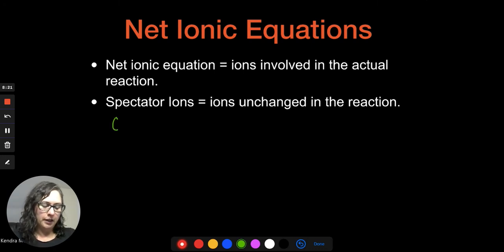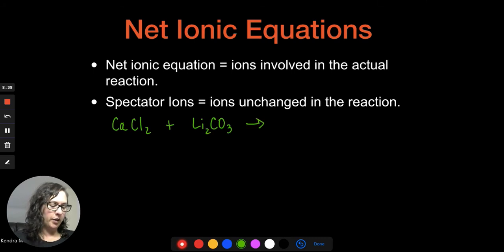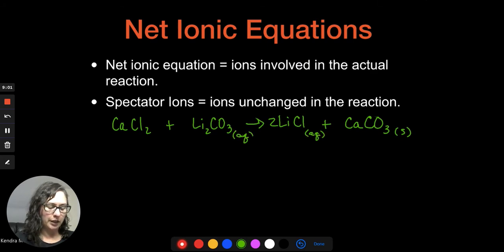So we have calcium chloride plus lithium carbonate, Li2CO3. Okay. And then we had lithium chloride plus calcium carbonate. So we're going to represent this. We know that this is our solid. We have to balance our equation. Okay. All of the rest of these were aqueous. So let's go ahead and represent those in a little bit of a diagram.